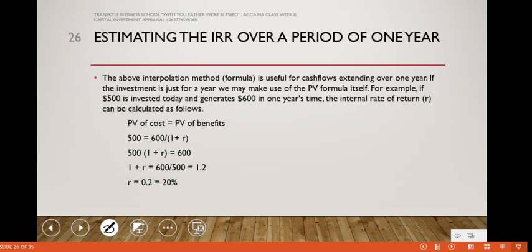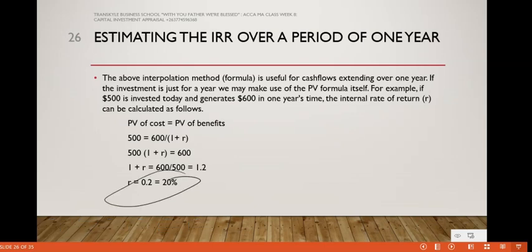Now, the above interpolation method is useful for cash flows extending over more than 1 year. If the investment is just for a year, we may make use of the PV formula itself. For example, if 500 is invested today and generates 600 in 1 year's time, the internal rate of return can be calculated as the PV of cost is equal to the PV of benefit. So the cost was 500, the amount we invested this year, and then we are going to get 600, the PV of benefit, all divided by 1 plus R, and we just make R the subject of the formula, and we get our 20%, as you can see there.